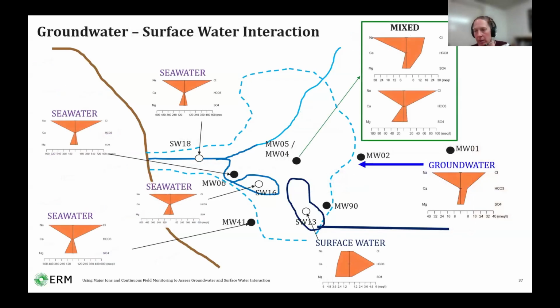On the next slide, we show some Stiff plots, which a previous consultant had prepared, and these were based on a single sampling event. Stiff plots are another way to show major ion composition. Just quickly, anions are shown on the left and cations are shown on the right in each little plot, and the shape is what we're looking at here.